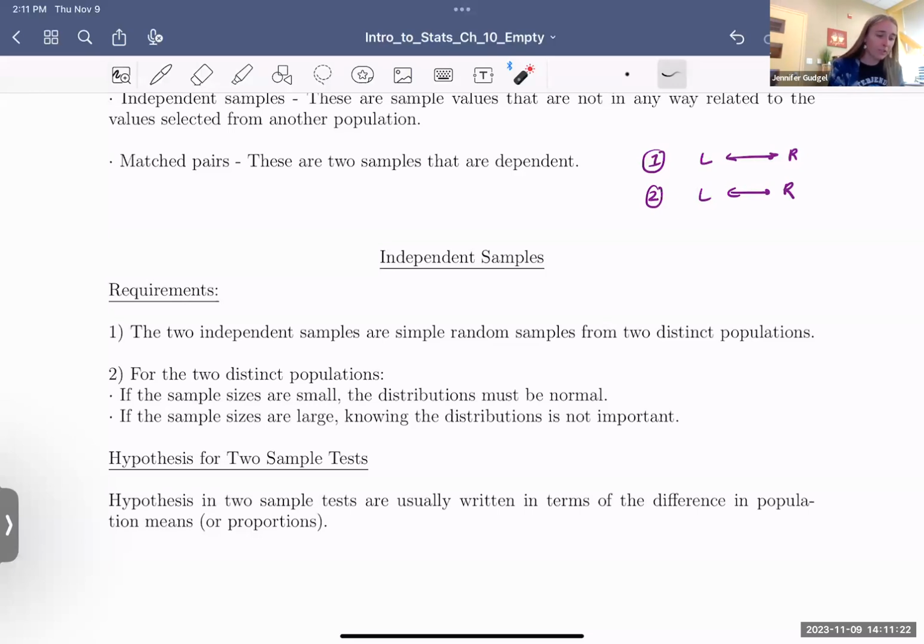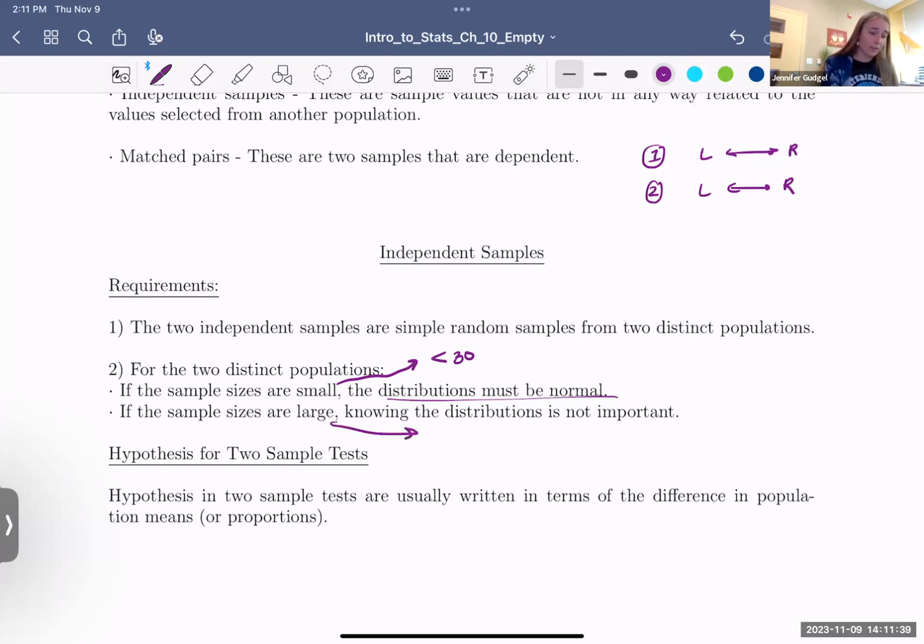So two distinct populations. If the sample size is small, and when we say small, we generally mean less than 30, then the distributions have to be normal. You have to know that going in. If the sample size is large, n greater than 30, then it doesn't matter what that distribution is. That normal distribution, that law of large numbers, fits in as long as we have a sufficiently large sample size. So samples need to be randomly selected. They need to be large enough, or you need to be told that the distribution is normal.